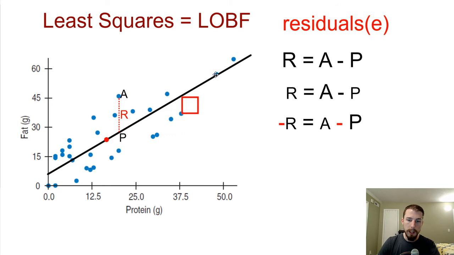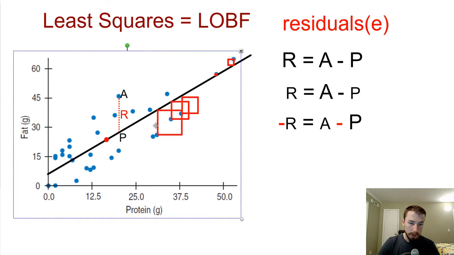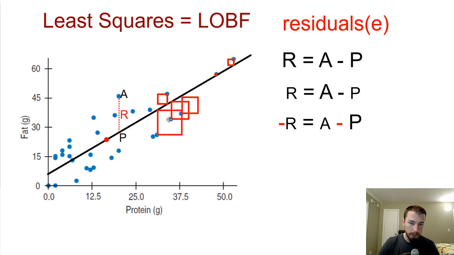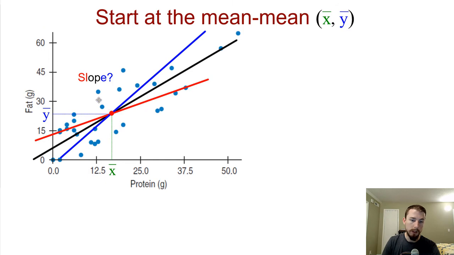Okay, same thing here. It would be a really small square. Then we have this square here, and this square here, and this square here, and I think that's all that I did. Oh, no, there's one more. Okay, so technically we would take the sum of all these squares, and we want to minimize the sum of the squares. So if we went back and looked at the different slopes here, the one that would have the smallest sum of the areas of those squared residuals would be the black line.